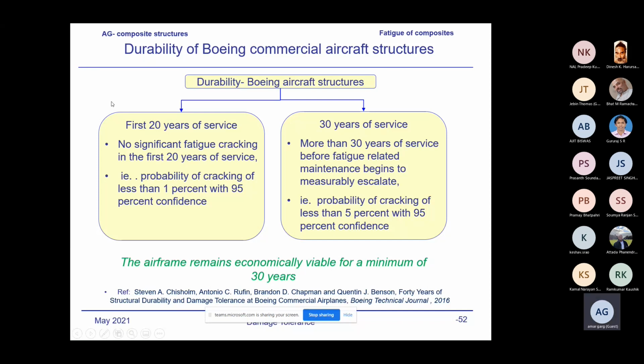So that means we have to do the fatigue evaluation and show there is no crack initiation or crack growth at all for the 20 years of service life.